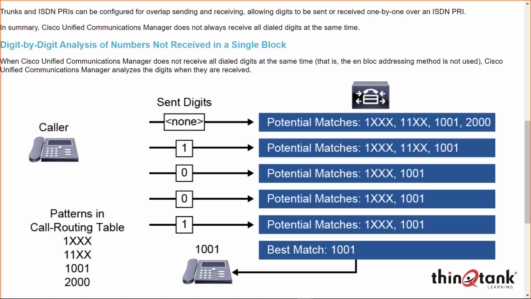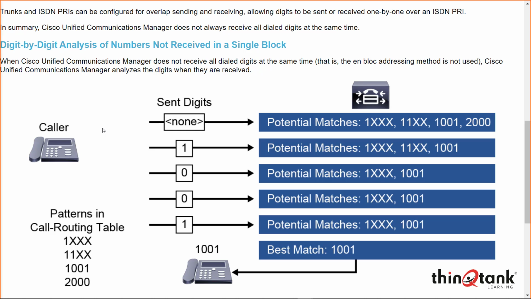All right. If you do send the digits one by one, Call Manager starts that digit analysis as soon as it receives the first digit. So that takes processing cycles and requires us to go through the process of matching those digits against the partitions in our search space. All right. Call Manager doesn't always receive digits one by one.